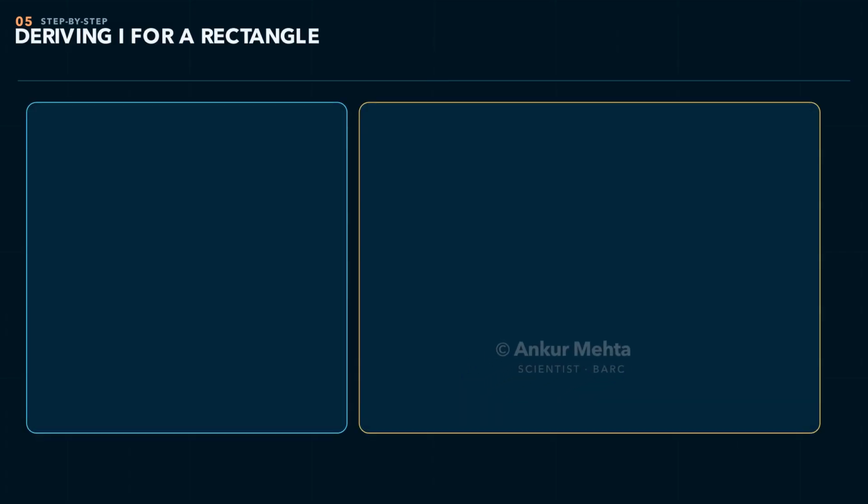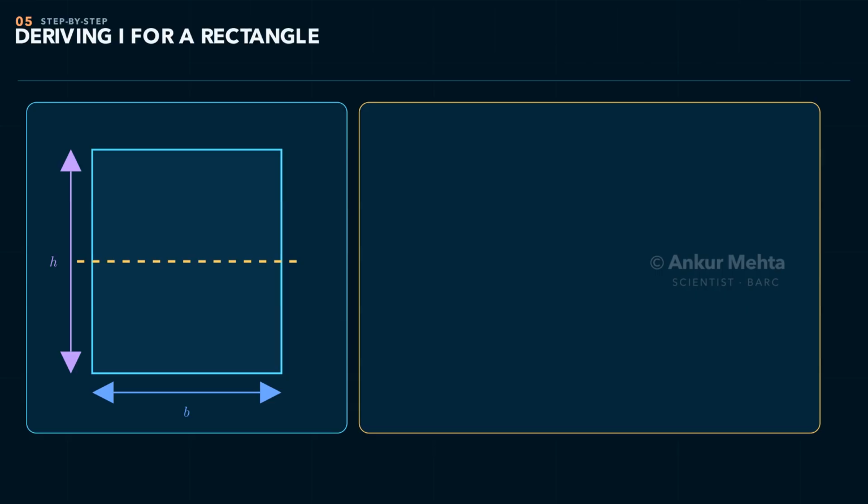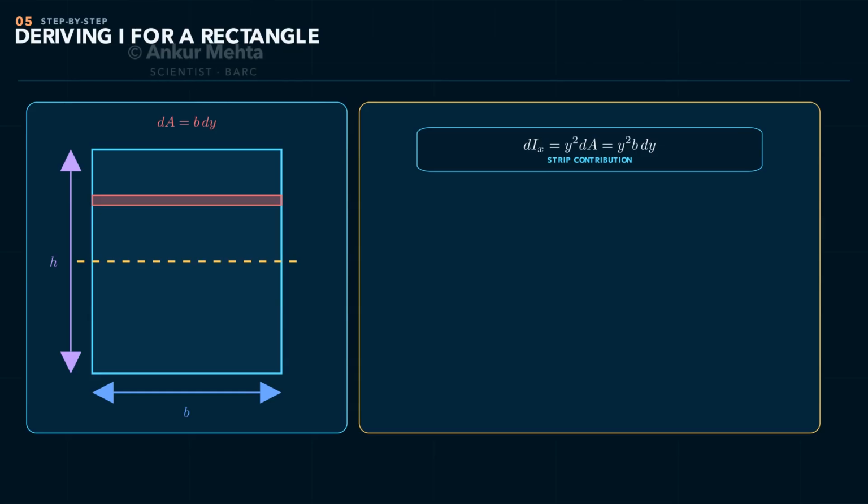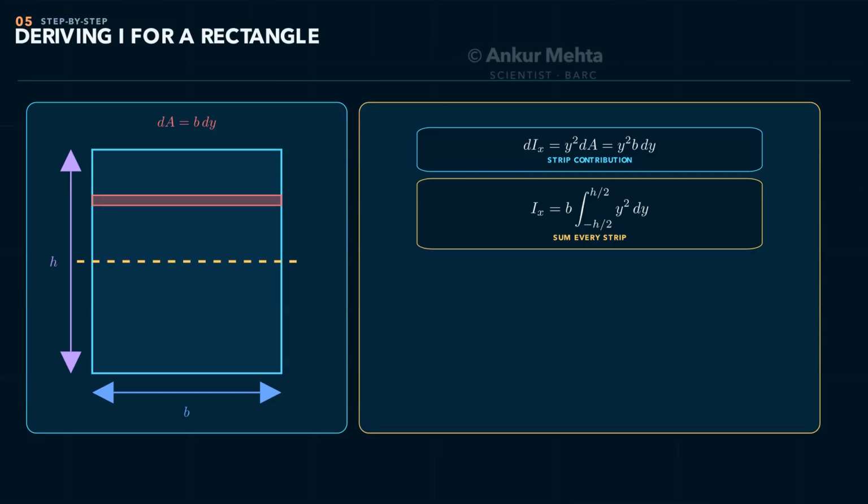Consider a rectangle of breadth b and total depth h. Take a thin horizontal strip at distance y from the centroidal x-axis. Its area is dA equals b dy. Its contribution is dIx equals y squared b dy. Integrate from minus h over 2 to plus h over 2. This gives Ix equals b times the integral of y squared dy, equal to b y cubed over 3 between the limits. The final result is bh cubed over 12.